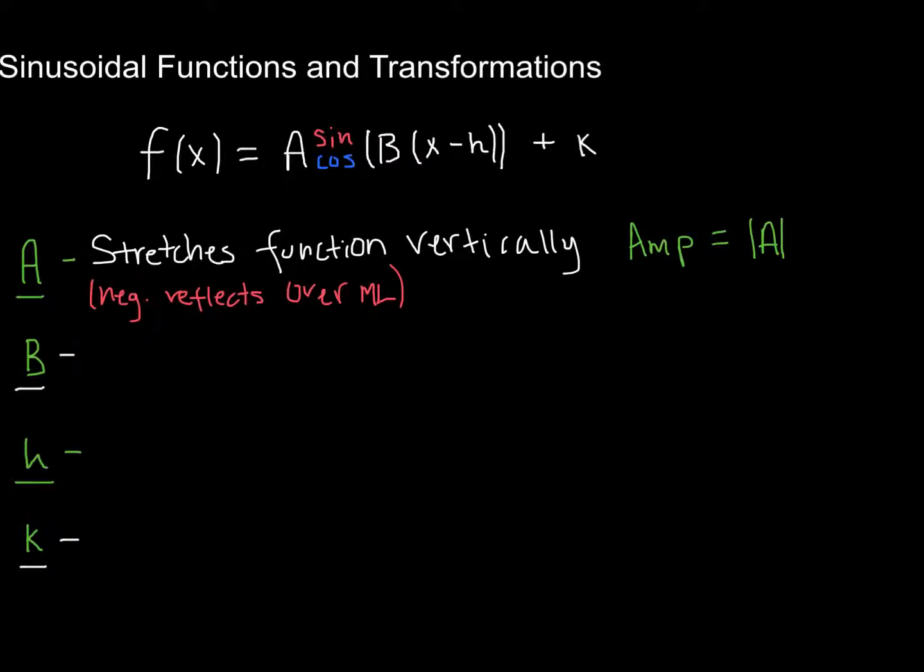All right, let's go down to k first. Changing the value of k is very, very straightforward. If I add or subtract something, I'm either going to shift it up or down, and the mathematical terminology for that is translate. So k, also known as the value of the midline, so the midline is going to be the line y equals k, and it will translate our function up or down.